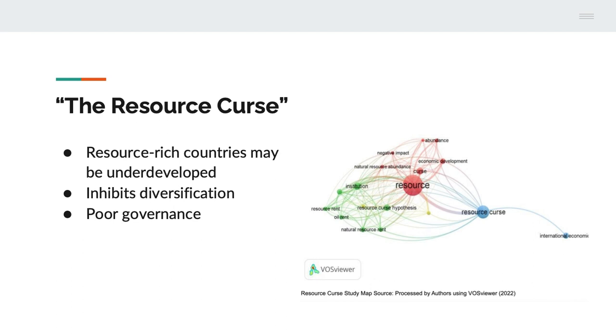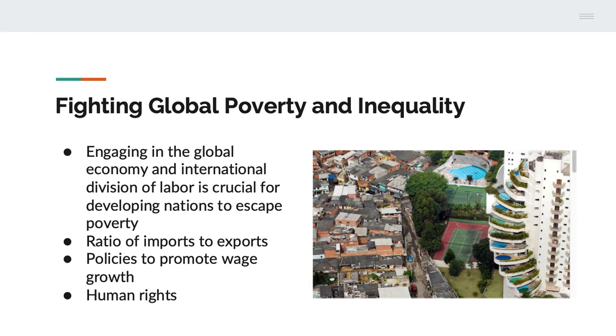Moreover, the dependence on volatile commodity prices poses risks. Crucially, the resource curse arises from poor governance, when authoritarian regimes monopolize resource profits to entrench their power instead of investing earnings for public benefit. Ultimately, natural resources are not an inherent curse. Their impact depends on how prudently and equitably they are managed.